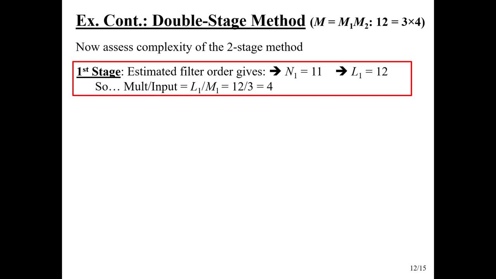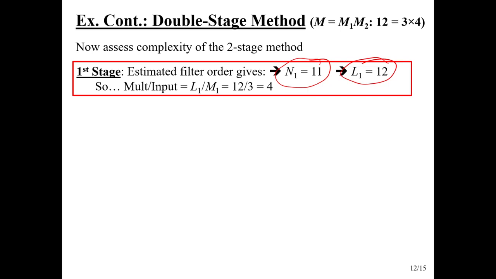So remember, we referenced our computations in the one-stage approach to number of multiplies per input sample. So we're going to have to do the same. We could do both reference to output, but it has to be the complete output of the whole system. So I'll show you how we do that here. If we plug these numbers into that Rabiner formula, we get an N1 equal to 11, rounding up if needed, and then going to the length of 12.